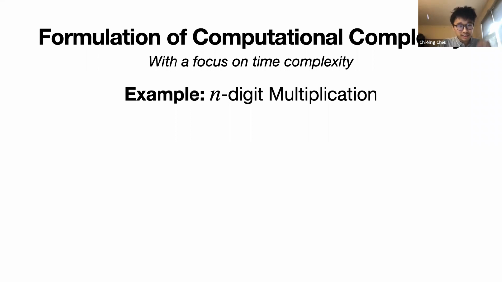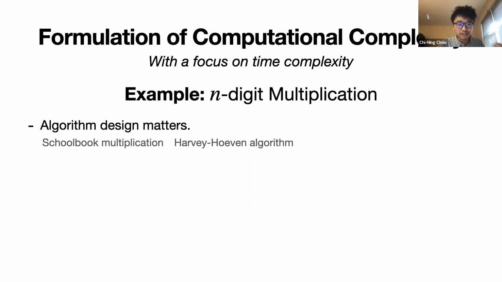So immediately there are some natural questions you might ask when you're trying to formulate this mathematically. First, the algorithm design matters. For a computational problem, if you solve it with a different algorithm, for example, if you use the schoolbook multiplication, or if you use the definition of multiplication, it might be so slow. And in the meantime, Wikipedia also tells you that there is this fancy Harvey-van der Hoeven algorithm that can solve multiplication quite fast. So which one should we use?